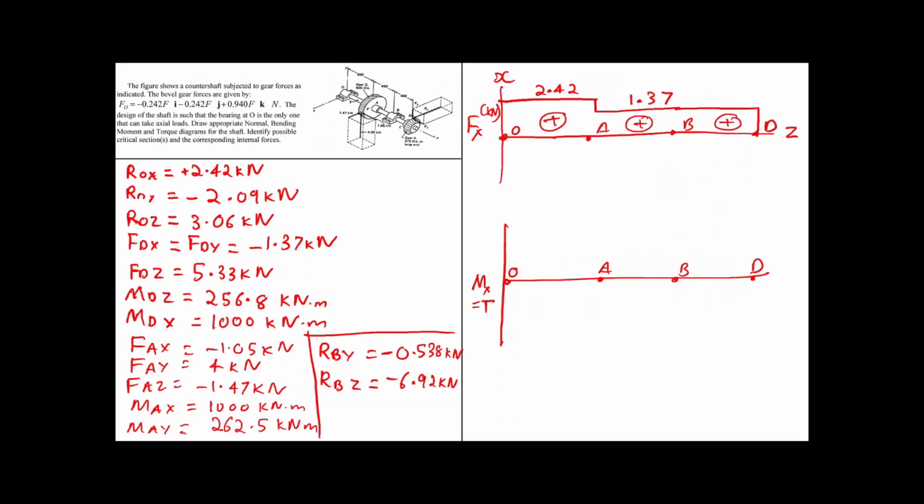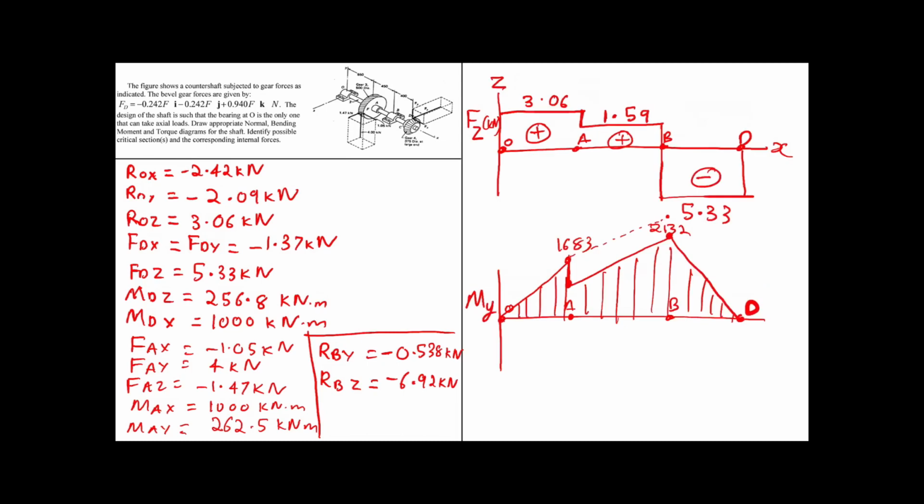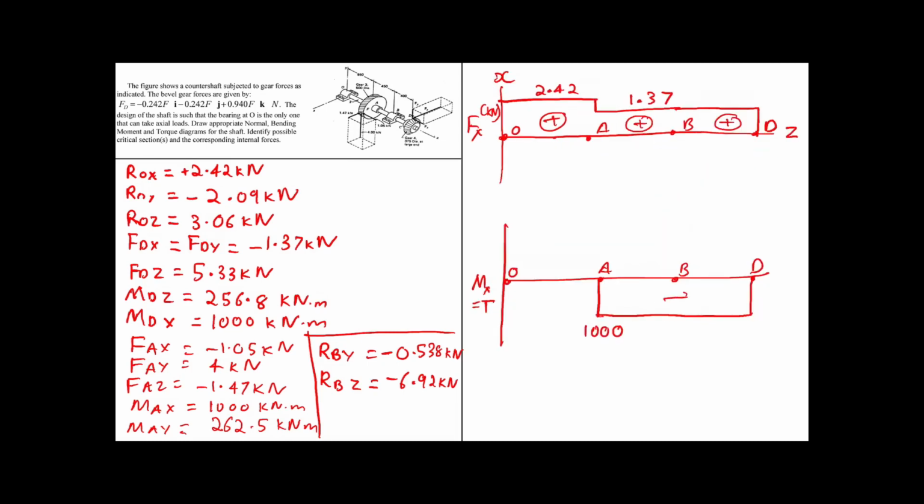So at A, we said the moment is clockwise, so it is negative, and it has a value of 1000. As you can see, MDX is 1000 and MAX is 1000. But MAX was clockwise, MDX is counterclockwise. So it goes straight and it goes back to 0 at MD of X. So the moment is negative, and this is the torque diagram that is required.